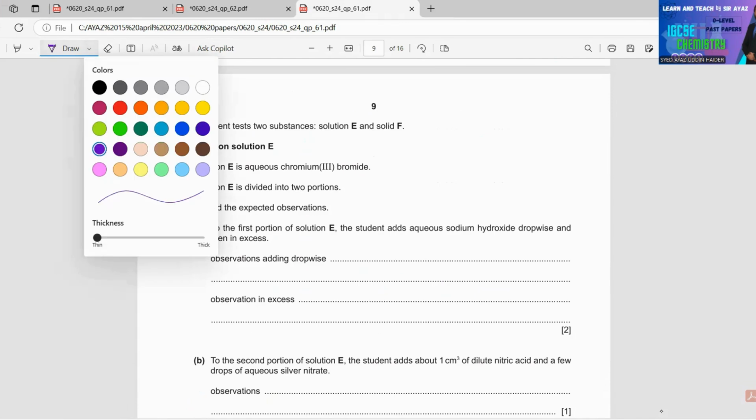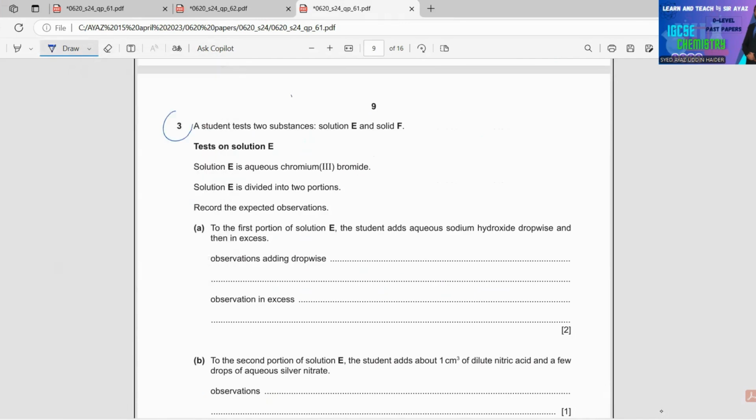Question number 3. A student tests two substances, solution E and solid F. Test on solution E. Solution E is aqueous chromium 3 bromide. Solution E is divided into two portions. Record the expected observations. A. To the first portion of solution E, the student adds aqueous sodium hydroxide dropwise and then in excess. Observations adding dropwise and observation in excess.